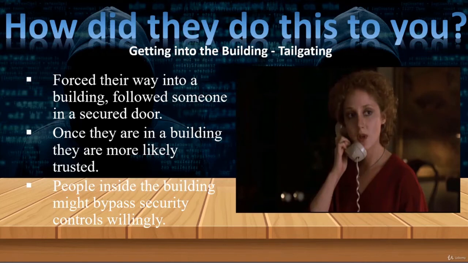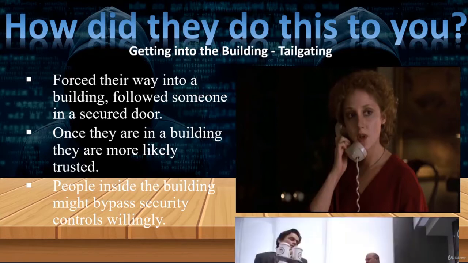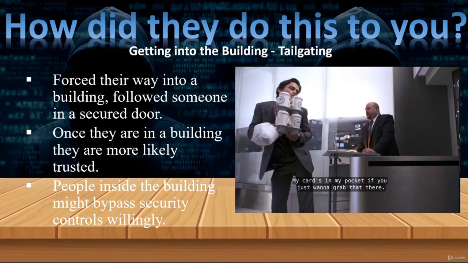Would-be criminals follow a person through a secured door because once you're on the inside, you're more trusted and just another face in the crowd. Alternatively, you can use social engineering, getting someone to bypass security protocols for you. This is done simply as the graphic shows.